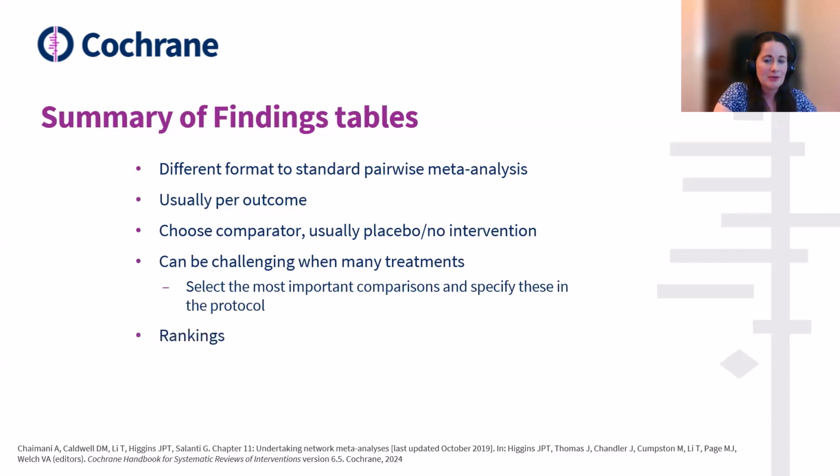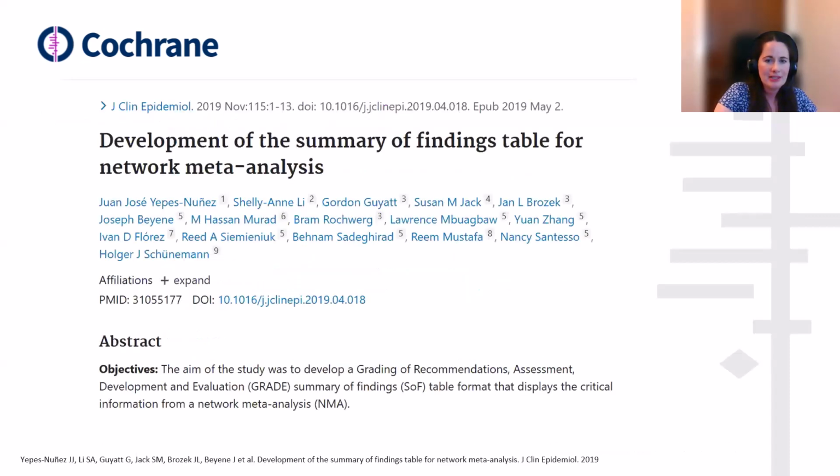The SOF tables can also include ranking statistics alongside the network estimates. They should also include GRADE or CINeMA assessments of the confidence in the evidence. In 2019, a paper was published from the GRADE working group in the Journal of Clinical Epidemiology. It provided advice on the structure of summary of findings tables for an NMA.